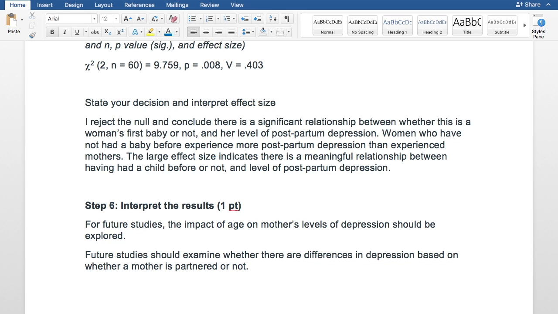So you can come up with your own ideas. These are just a couple of examples. That's it for SPSS 10 chi-square, and you've now finished your last SPSS lab for the class.